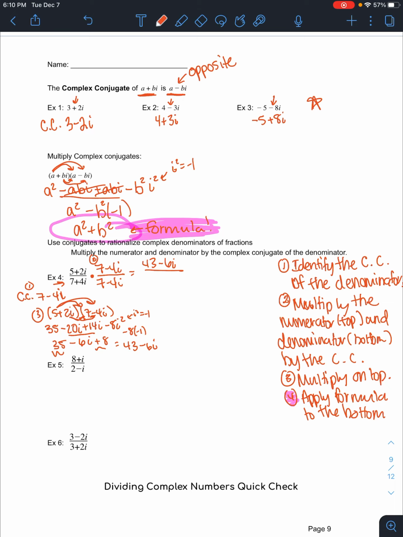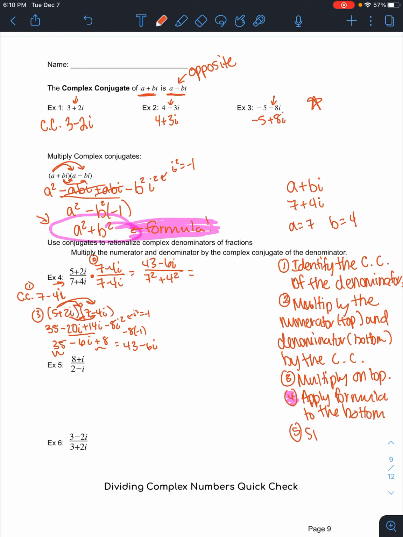Because on the bottom, I'm multiplying my conjugates. I'm multiplying my complex number by its conjugate, 7 plus 4i times 7 minus 4i. So when I multiply those together, what I'm going to end up with is just a squared plus b squared. So if my complex numbers are written in the form a plus bi, and my complex number is 7 plus 4i, then my a value is 7, and my b value is 4. So in the denominator over here, I can say, well, this is going to be 7 squared plus 4 squared.